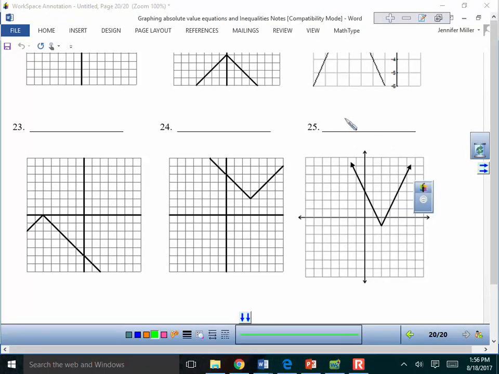Okay, so 25, what's our vertex? Two, negative 1. Okay, and what is our slope? Up 2 over 1, so it's just 2. So the equation is y is equal to 2 times the absolute value of what? Minus 1, okay. What I'm about to give you is your homework, and it is the front and back of the sheet that I'm about to hand out.